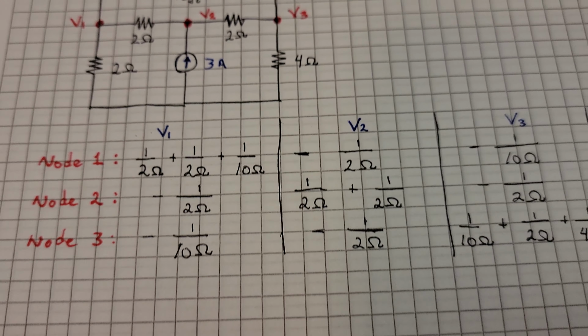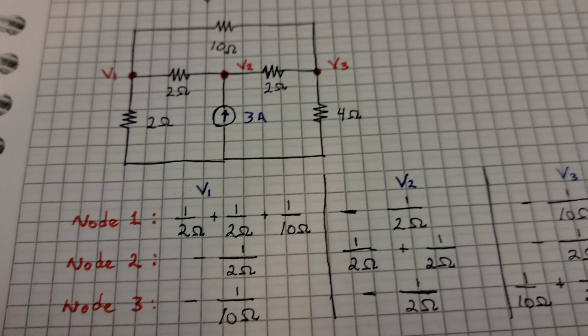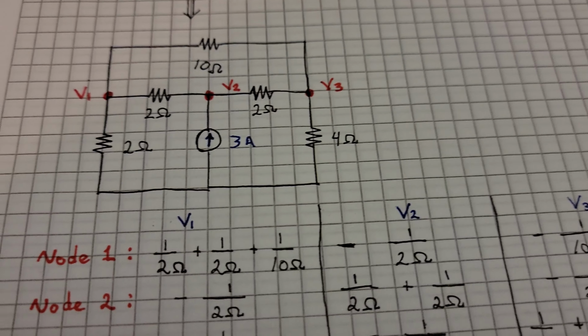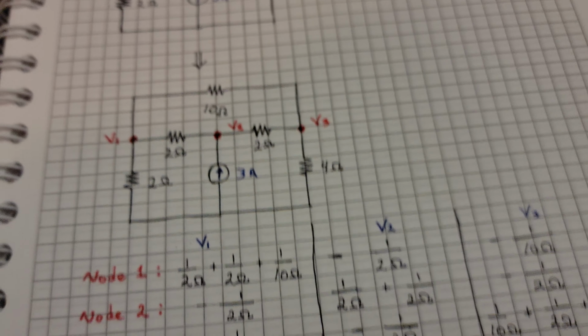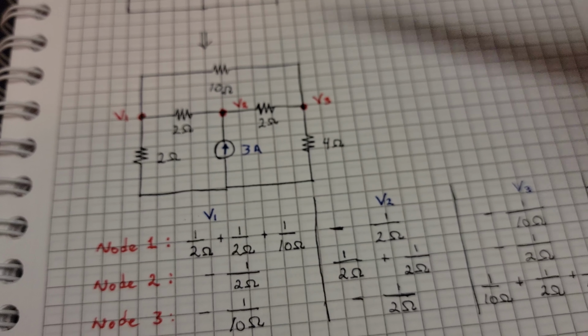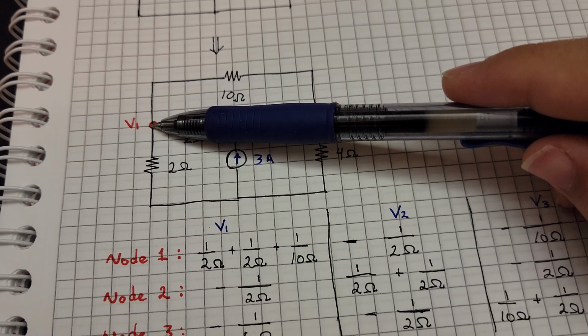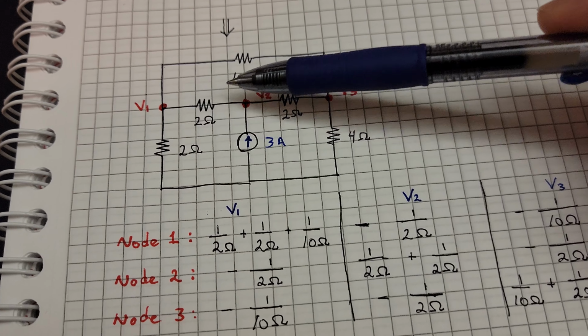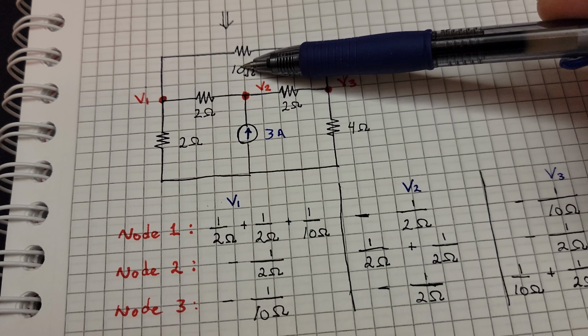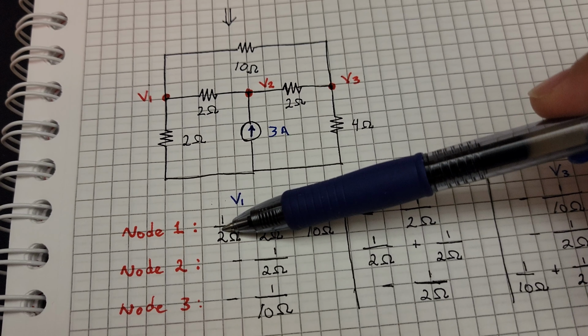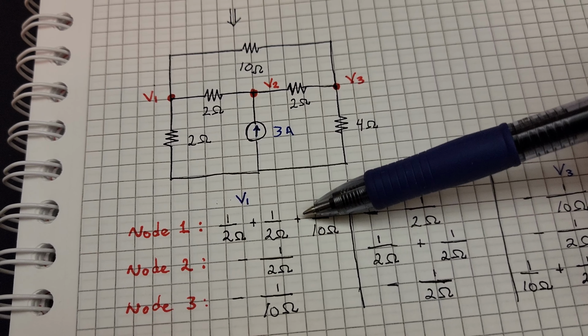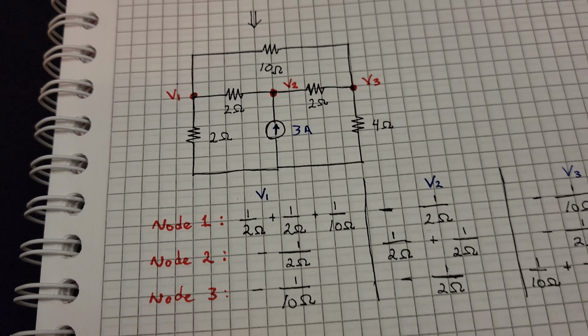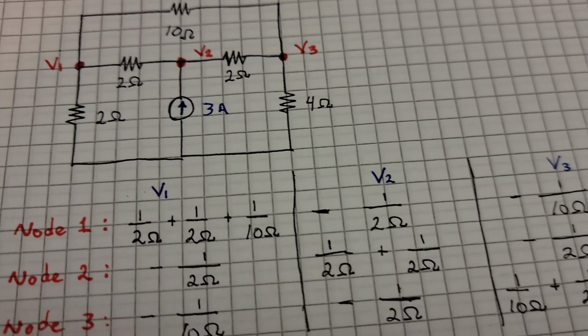In the case of voltage 1, we need to see how many and which resistors are connected to node B1. This is the 2 ohm resistor, the other 2 ohm resistor, and a 10 ohm resistor. Then we have 1 divided by 2 ohms, 1 divided by 2 ohms, plus 1 divided by 10 ohms. Okay, this is with respect to B1.